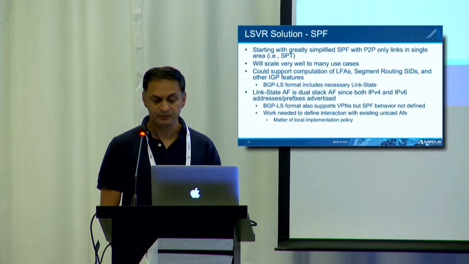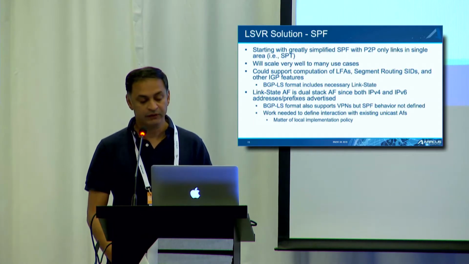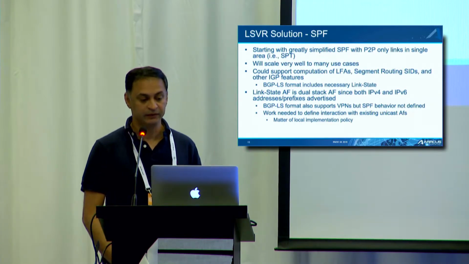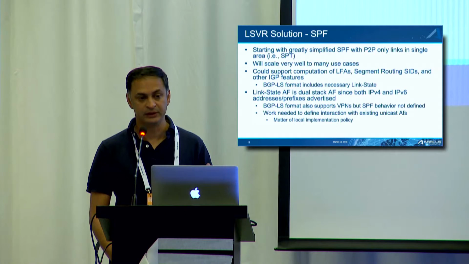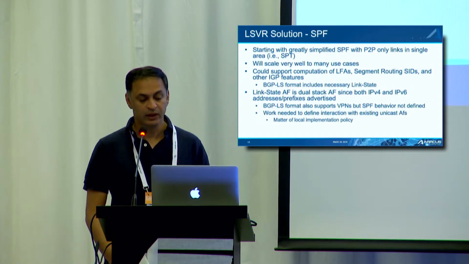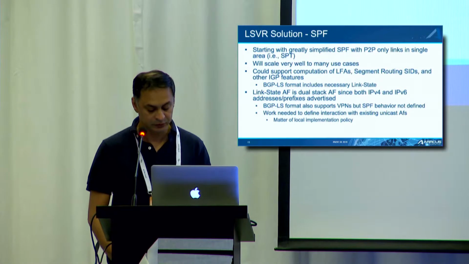Some work is needed to define what happens when you have a base IPv4 enabled and you have this particular extension that exchanges IPv4 routes, and it's a matter of local policies. You could tune your network to figure out which SAFI takes the preference and precedence over the other SAFIs, and it should work fairly well.